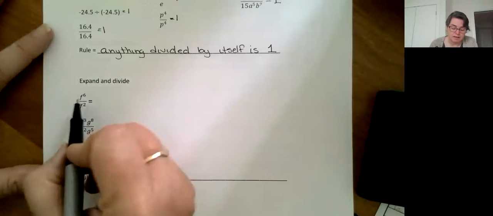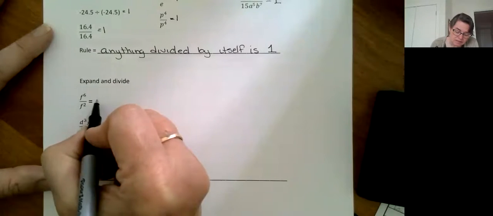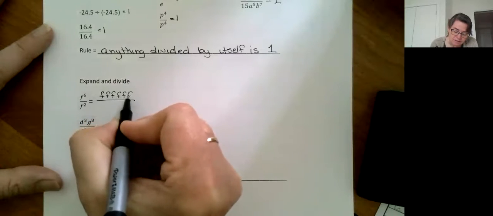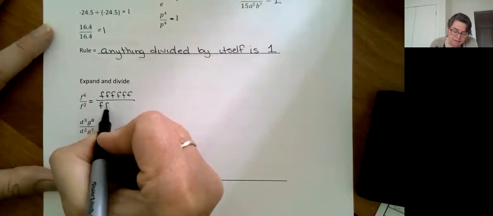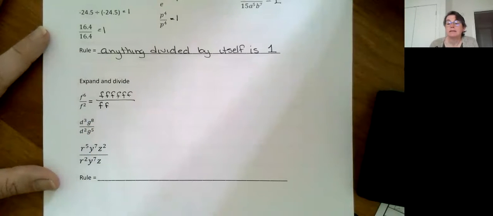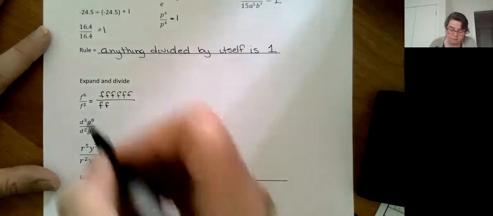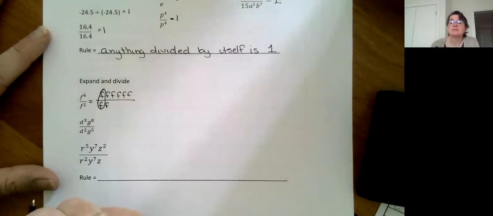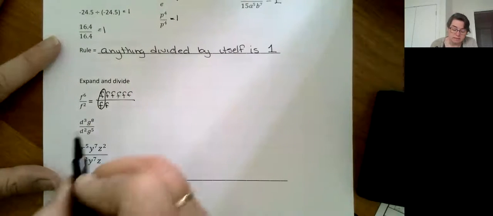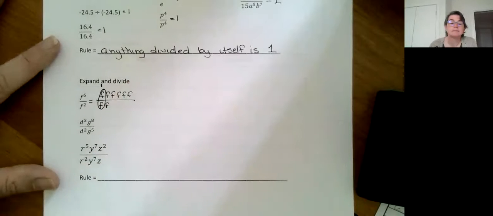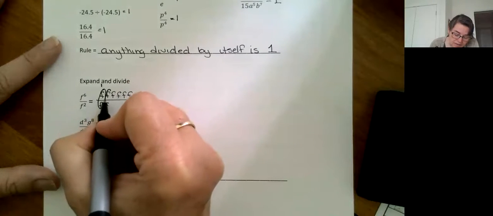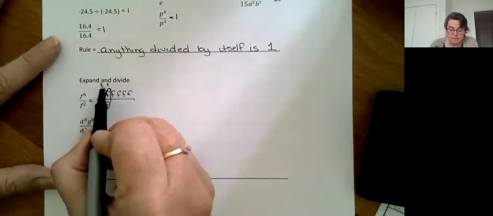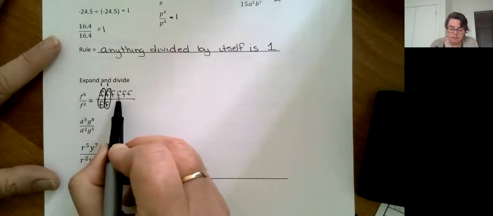Okay, so expand and divide. F to the 6: 1, 2, 3, 4, 5, 6, over f squared. All right, now I was going to use my highlighter, but we'll do this. These two, that's f divided by f. And anything divided by itself is 1. And then we can do it again. F divided by f is 1. So now we've got 1 times 1 times f times f times f times f.